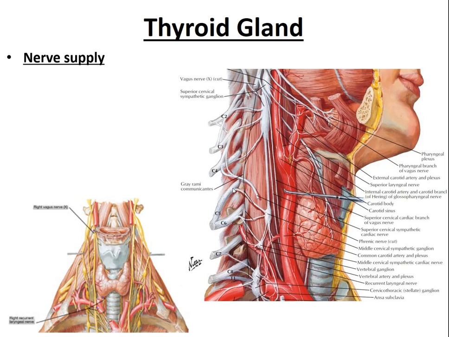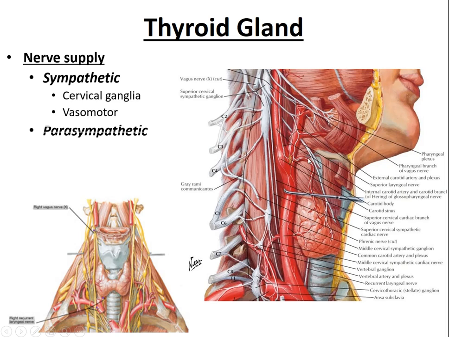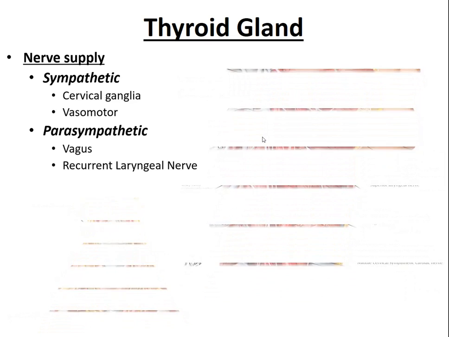Now the nerve supply is sympathetic and parasympathetic. The sympathetic supply is from ganglia, and the parasympathetic is derived from the vagus or recurrent laryngeal nerve, and this will supply the thyroid gland, but the major portion is endocrine control from the pituitary.